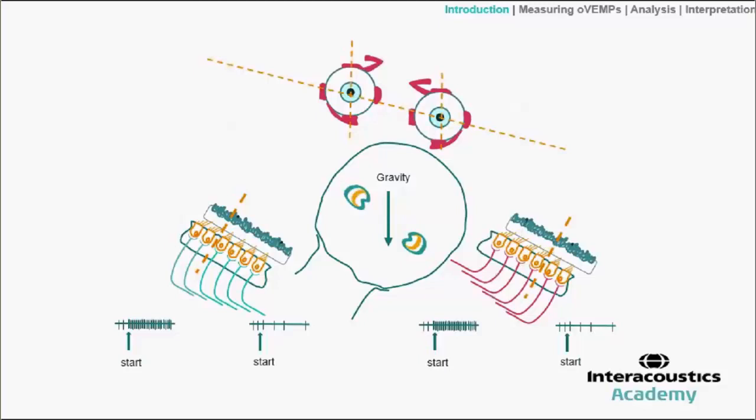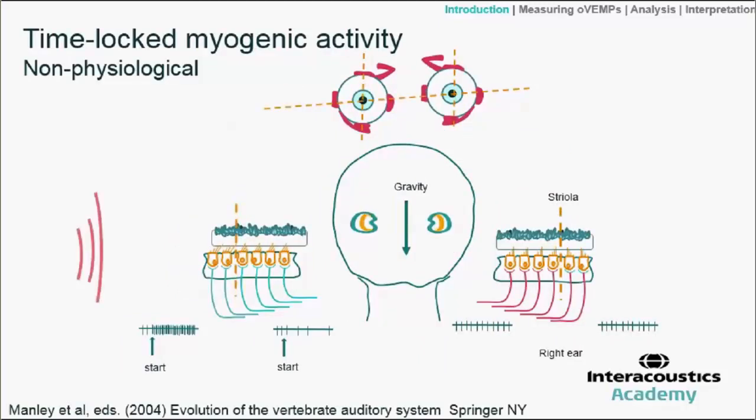But of course, when we come to the actual VEMP, then we're moving, via the aid of sound, the otolithic membrane on one side, whilst the non-test ear is largely unaffected. And so this creates a non-physiological activation of the linear VOR and some resulting myogenic activity in the extraocular muscles, and in this case you can see a small perturbation in the position of the eyes.